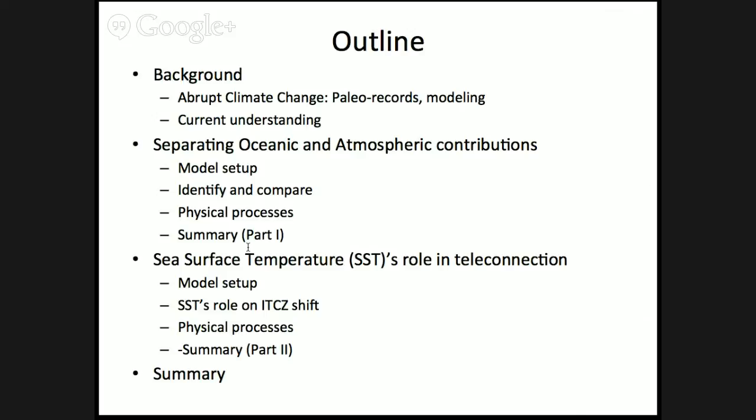The second part is going to study the sea surface temperature's role in the teleconnection. I first introduce the motivation and the model setup and analyze the SST's role on the IPCC shift during the abrupt climate change. And show the results here. And then analyze the physical processes that are leading to such contribution. And then the summary of part 2. And finally, a summary of the whole thesis.